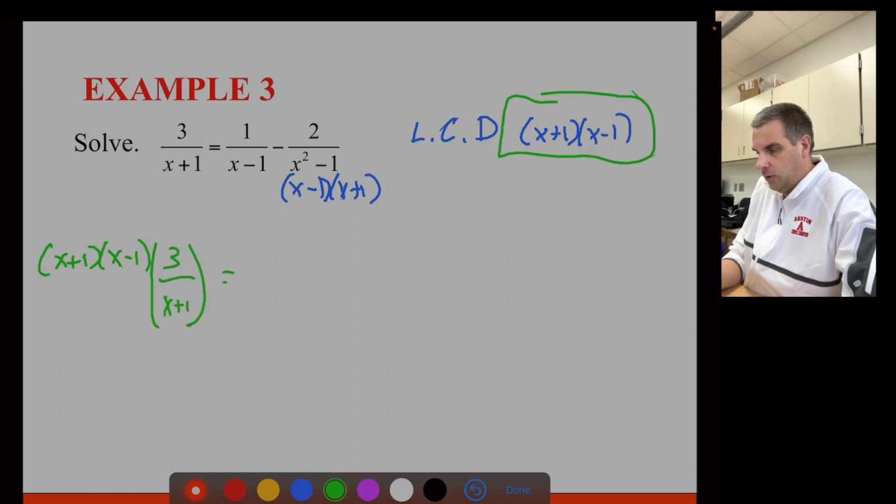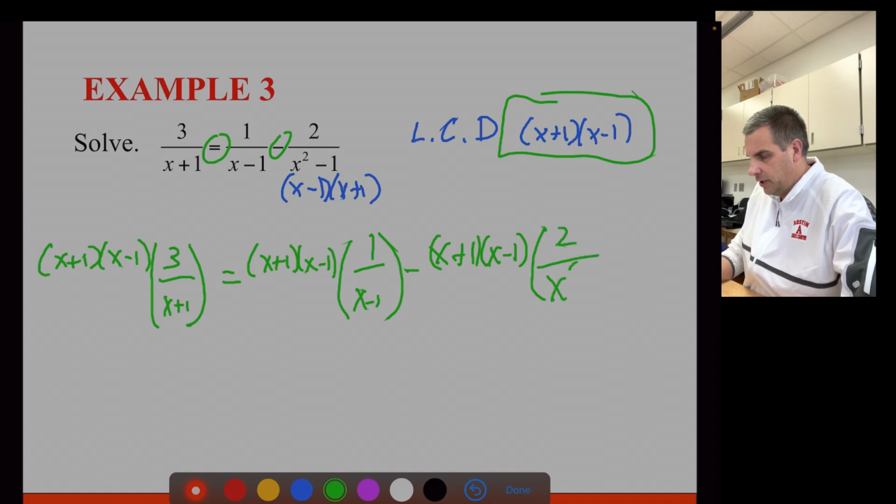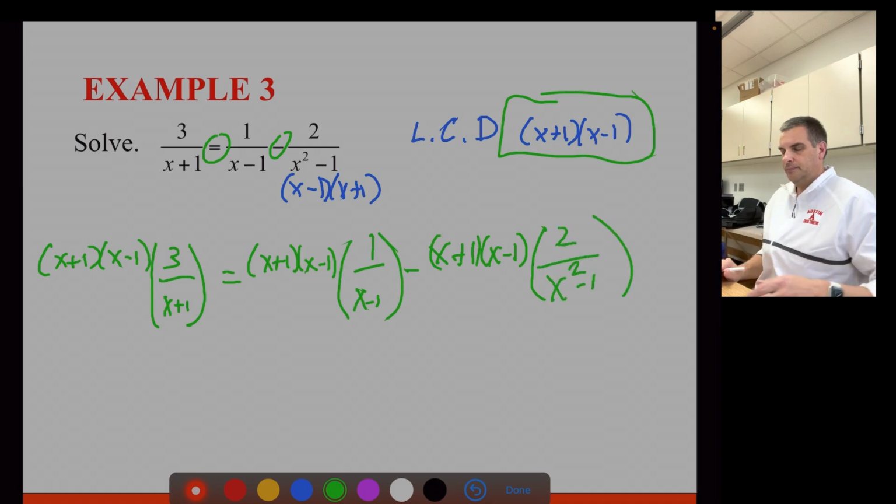That's going to equal, because that's an equal sign there, x plus 1, x minus 1 times 1 over x minus 1 minus x plus 1, x minus 1 times 2 over x squared minus 1.